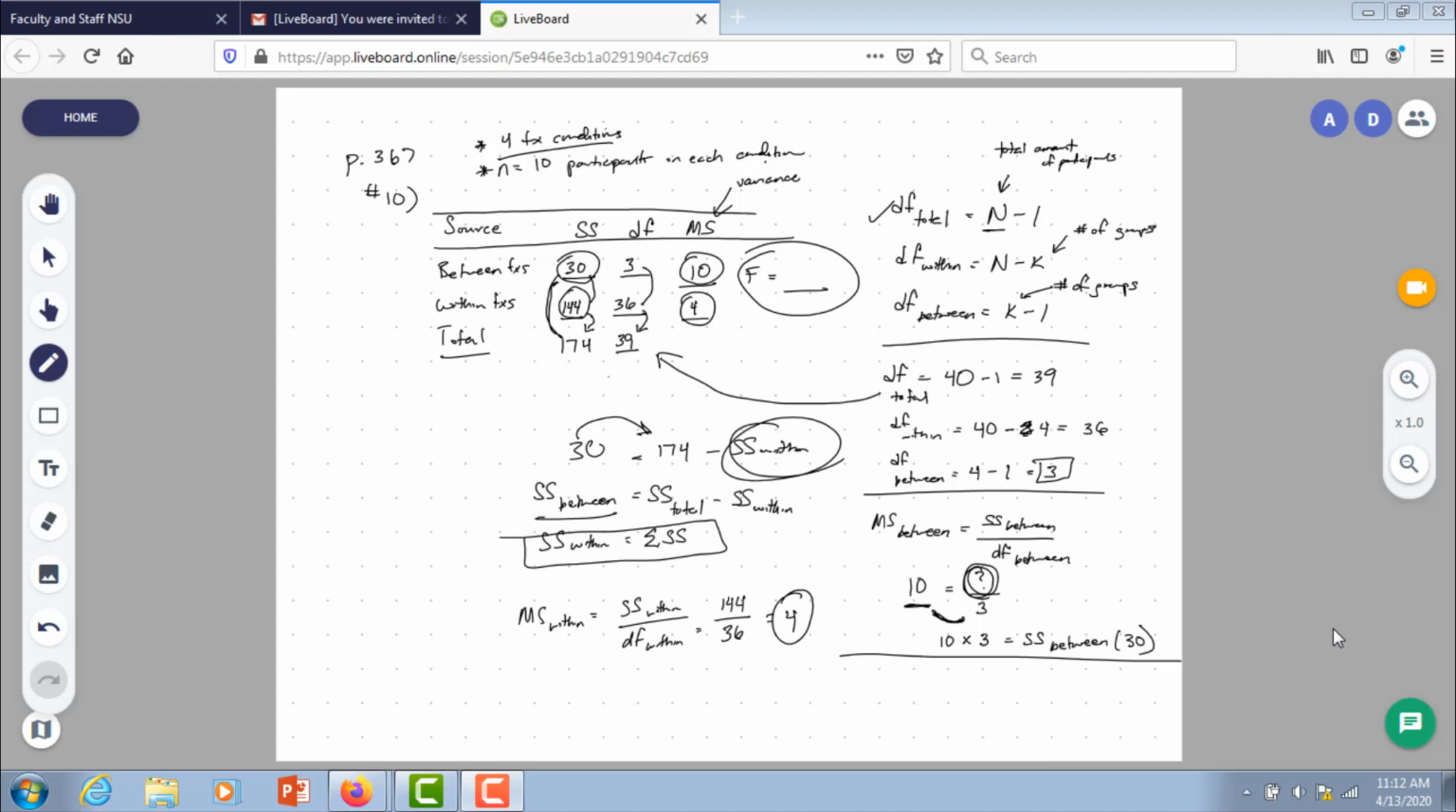And then finally, to calculate our F ratio, we divide mean square between by mean square within, which is 10 divided by 4, and this gives us 2.5. So our F ratio is 2.5 here.